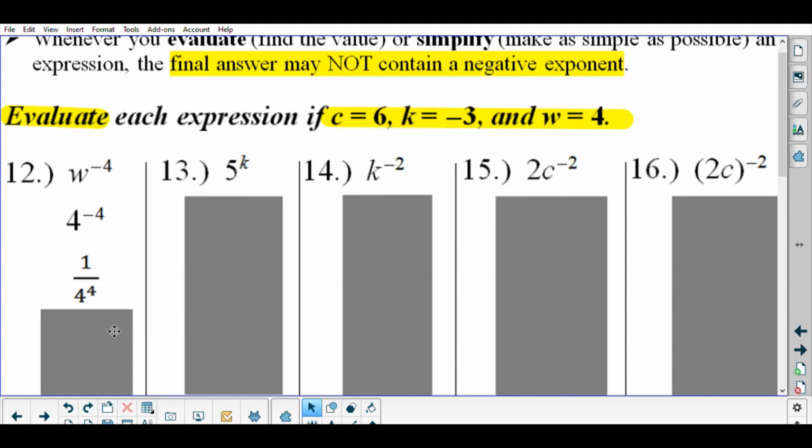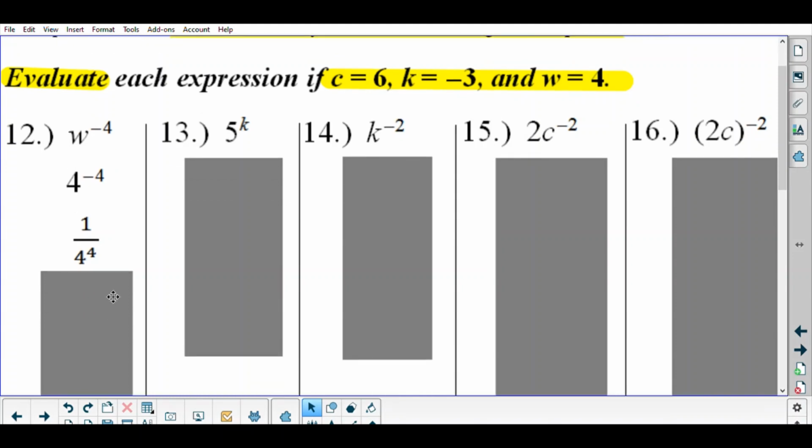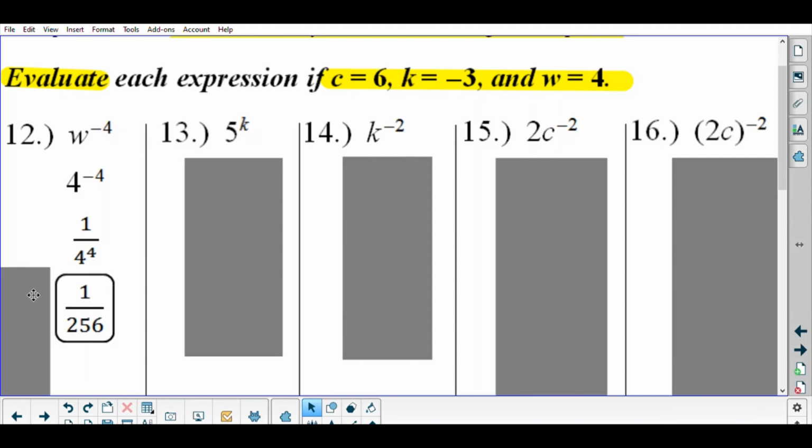Now we can go even further. What is 4 to the fourth power? That would be 4 times 4 times 4 times 4. I'm not going to fault you if you use a calculator for this. Although, actually, I am going to fault you. Forgive me. Funny, I told you not to use the calculator on this. So 4 times 4 is 16. 16 times 16 would give you 256. You're welcome. I did this problem for you. Remember, I said we were going to do this one together. So that makes this final answer 1 over 256.